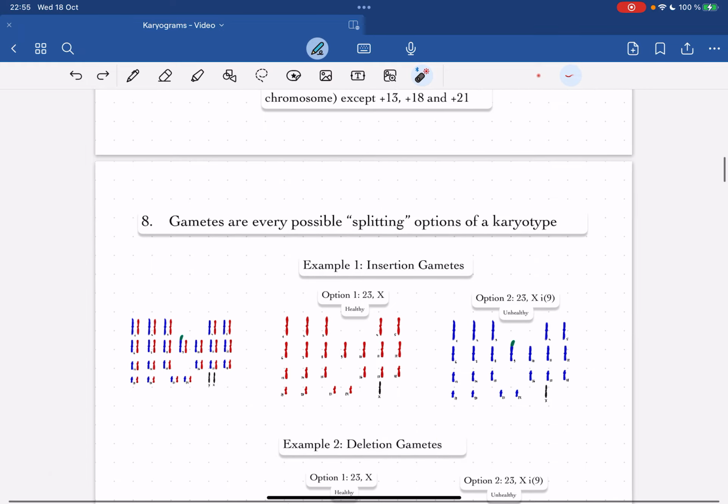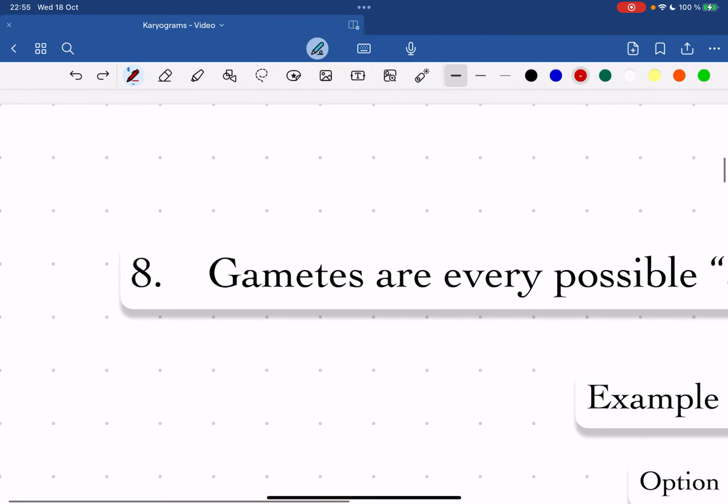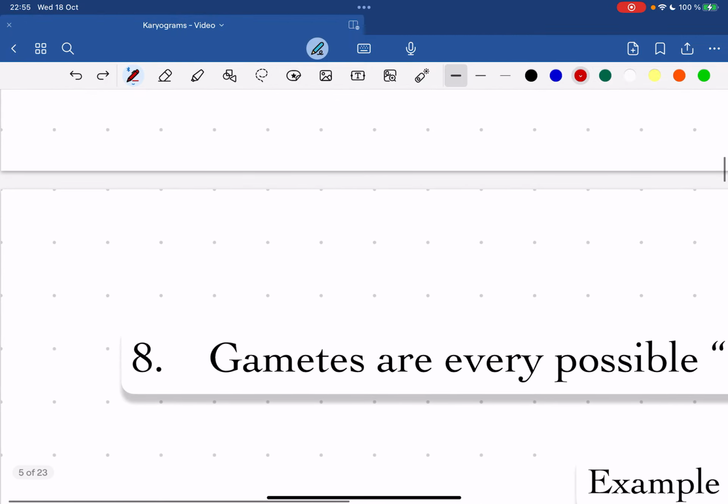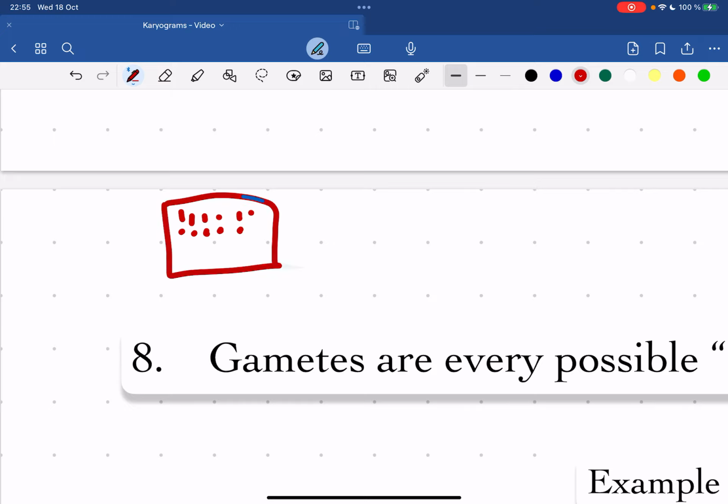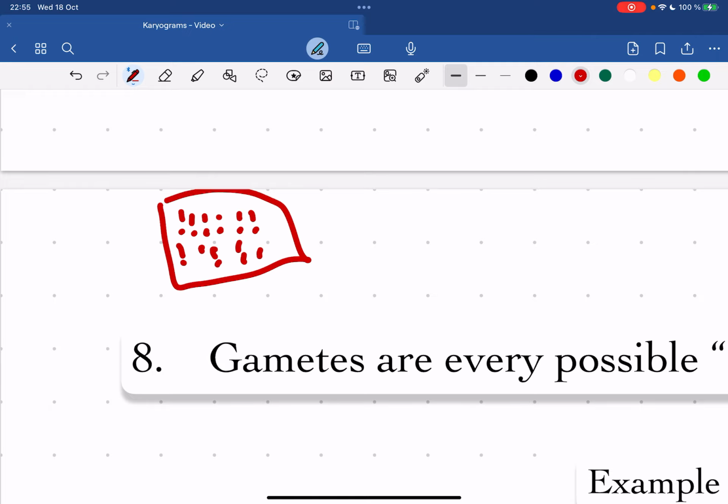Okay, now how do gametes work? Let me tell you what our professor said that we're going to have in our colloquium. We're going to have a karyogram right here. So we have chromosomes right here, right? Okay, we have a karyogram right there.